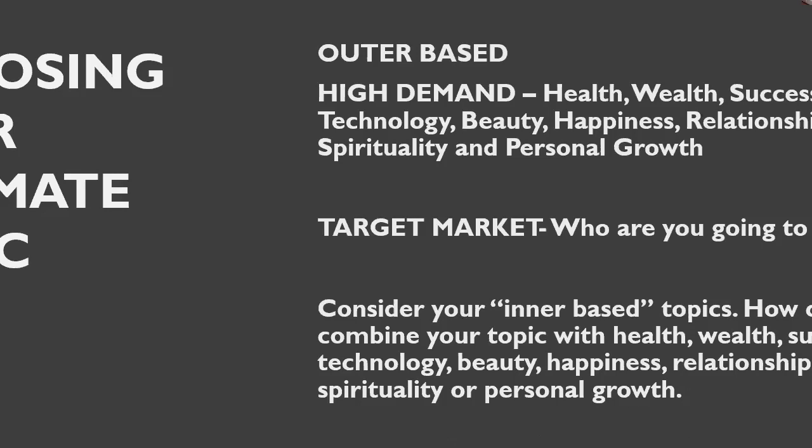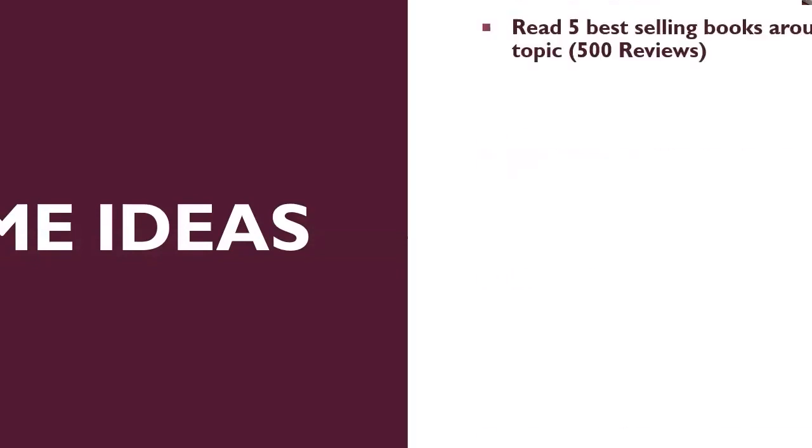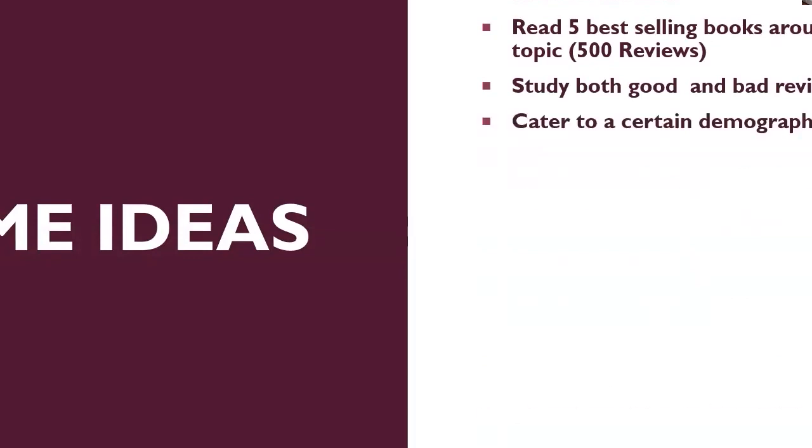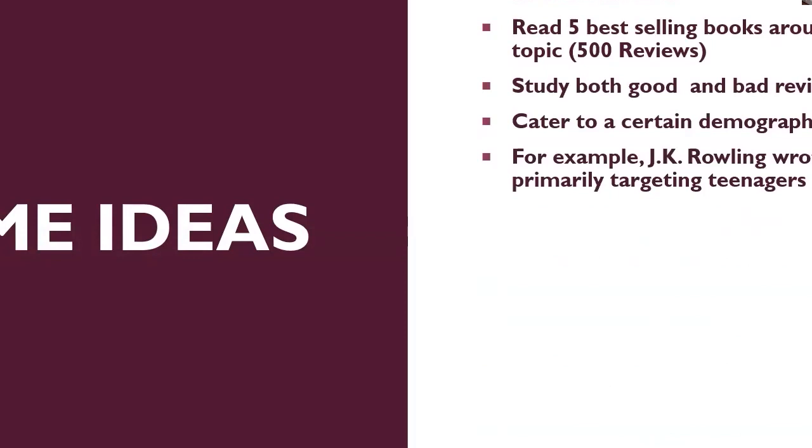Consider your inner base topics. How can you combine your topic with health, wealth, success, technology, beauty, happiness, relationship, sex, spirituality, or personal growth? I'm giving you some ideas. Browse Amazon. Read 5 best-selling books which have 500 plus reviews. Study both good and bad reviews, because bad reviews give you more knowledge. Many times the good reviews are posted by friends and relatives. Cater to a certain demographic. For example, J.K. Rowling wrote her books primarily targeting teenagers. Always keep your intended audience in mind.